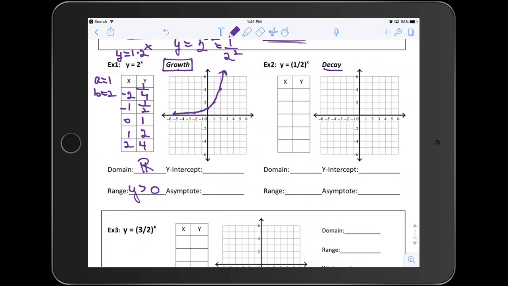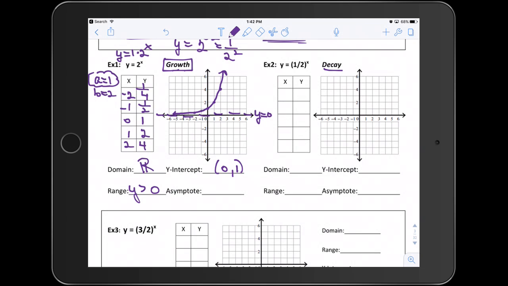Y-intercept, we already said, is going to be (0, 1), and that again is affected by this initial value. And the asymptote, this is where we need to talk. The asymptote is right here. I'm going to dash it in. It's really y equals 0.